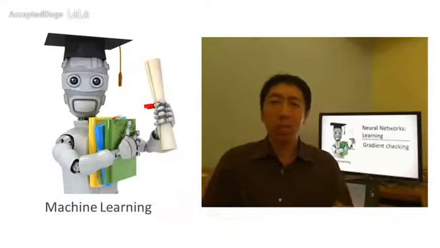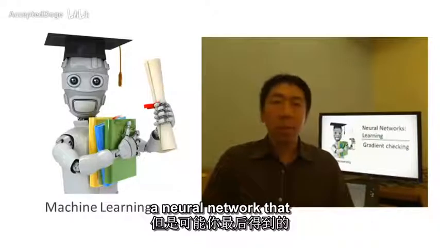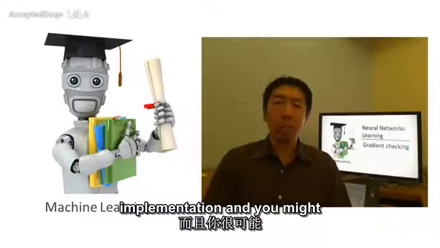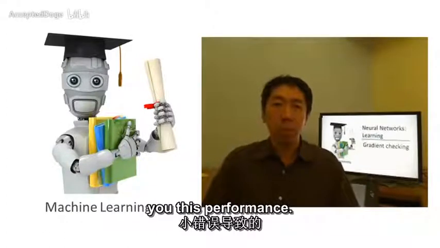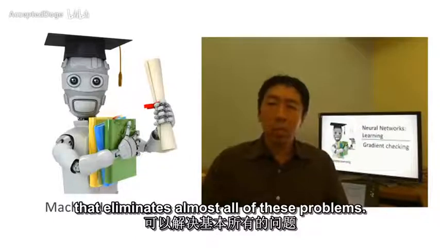So it looks like J of theta is decreasing, but you might just wind up with a neural network that has a higher level of error than you would with a bug-free implementation, and you might just not know that there was this subtle bug that's giving you worse performance. So what can we do about this? There's an idea called gradient checking that eliminates almost all of these problems.